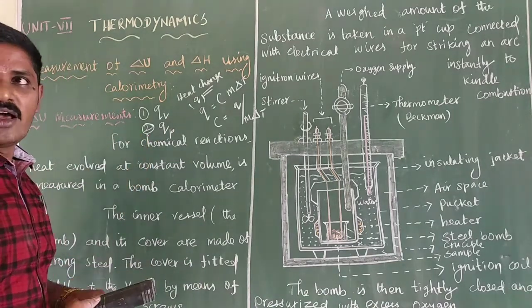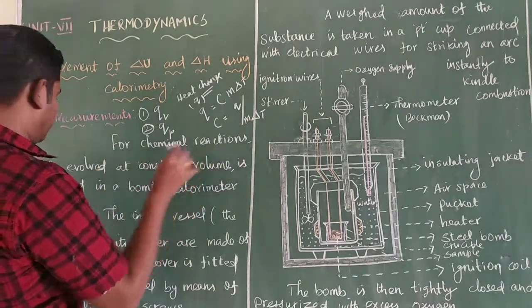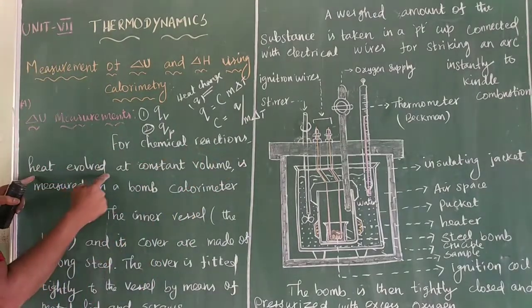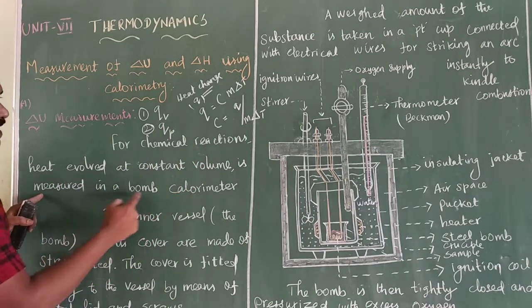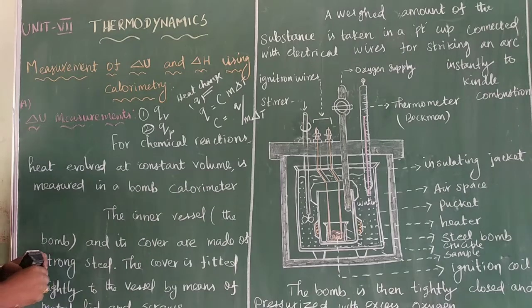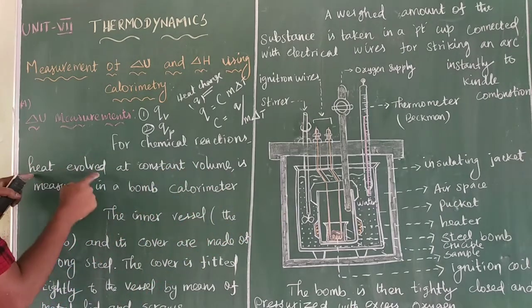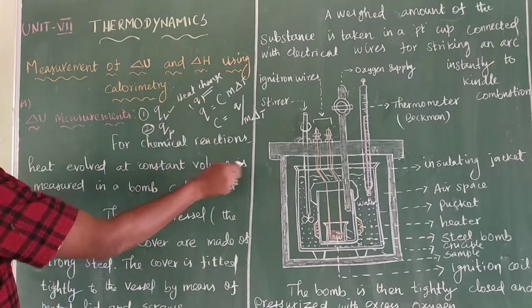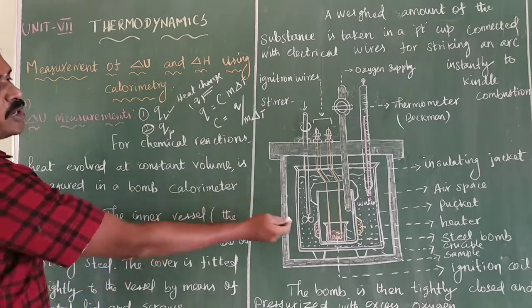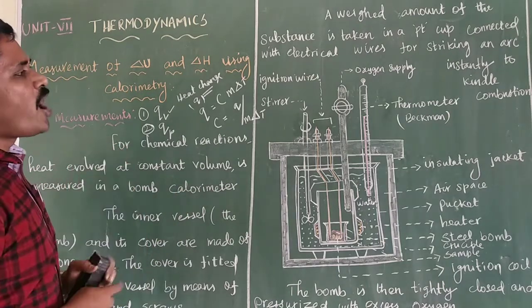The first one is del U measurement using a bomb calorimeter at constant volume. For chemical reactions, such as combustion reactions, the heat evolved at constant volume is measured in a bomb calorimeter.